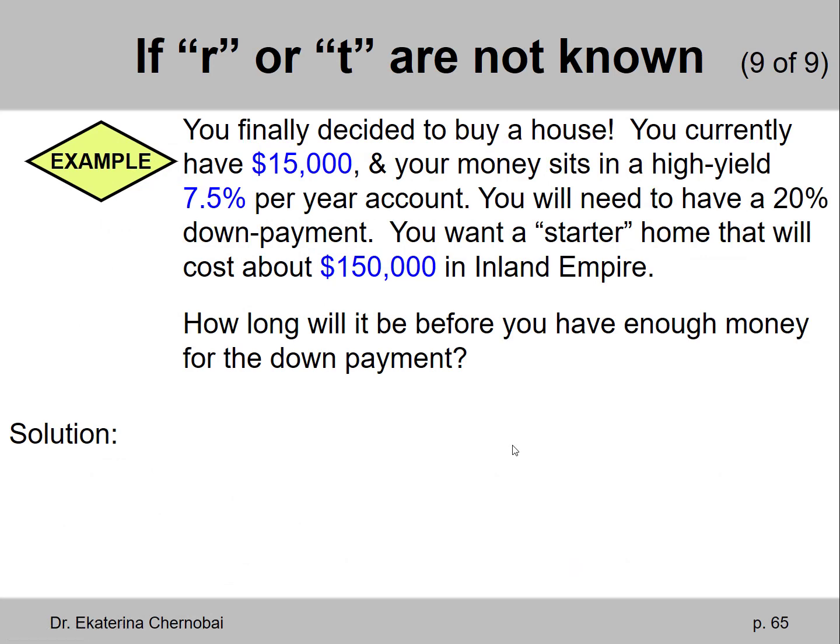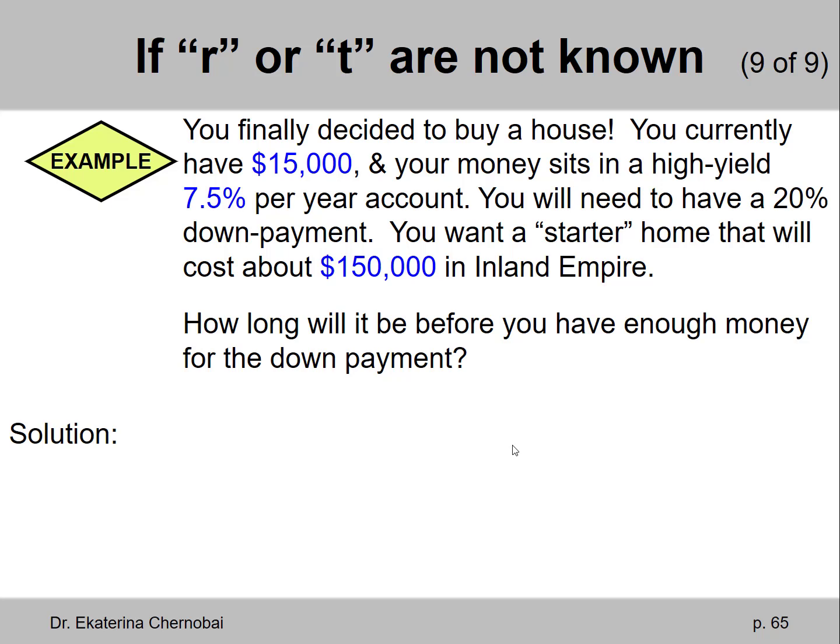Example: you finally decided to buy a house. You currently have $15,000 and your money sits in a high-yield 7.5% per year account. You will need to have a 20% down payment, right? In this country, when you buy a house, typically you don't have the money to pay for the asking price.